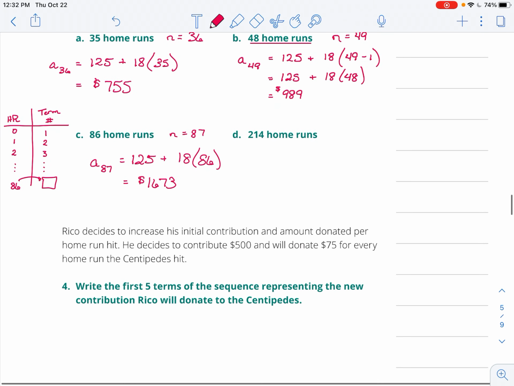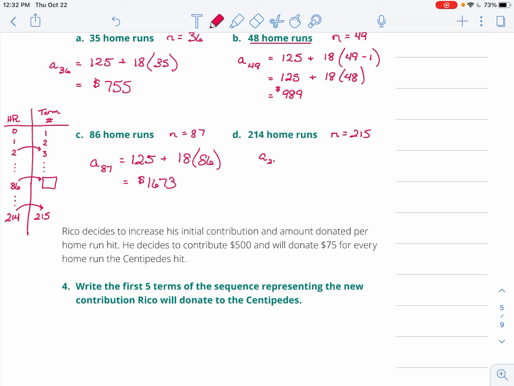So the last one here is 214 home runs, so I need to figure out my term amount. I conveniently already have this table filled out. The number of home runs is not equal to the term number. You always have to add 1 to get to your term number here. So 214 home runs is your 215th term in that sequence.